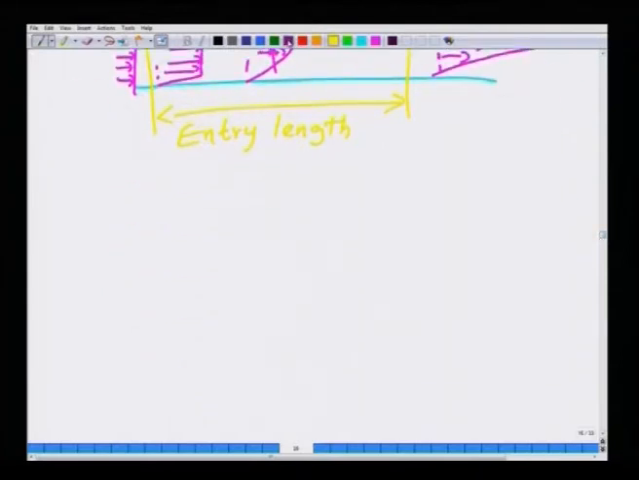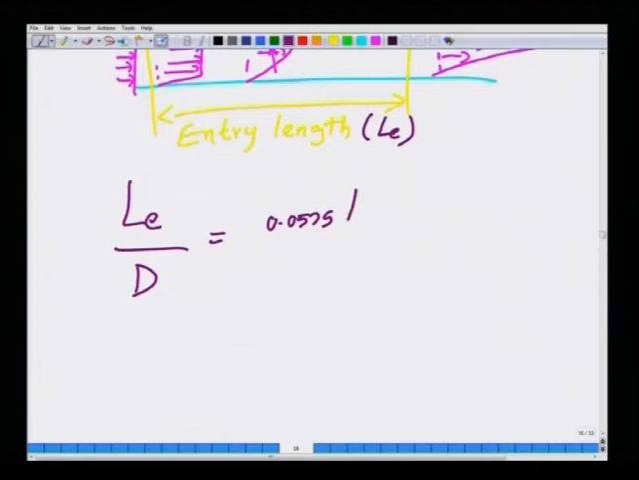Okay. So, it turns out that experiments tell us that the entry length L e, okay, divided by the diameter of the pipe is approximately, okay, 0.0575 times the Reynolds number for laminar flow.